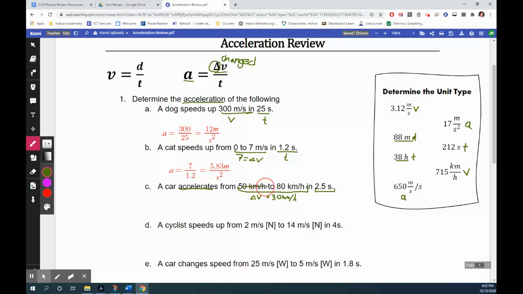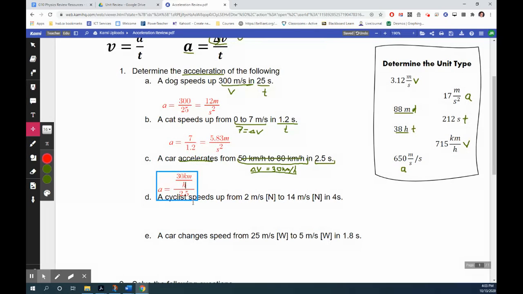Okay, so we don't really care. Well, we need the 50 and the 80 to figure that out, but this is the number we want to use. We want to use 30 in our formula. Same thing we've done. Acceleration equals 30 kilometers per hour divided by 2.5 seconds. That gives us a final answer of 30 over 2.5, which is 12 again.